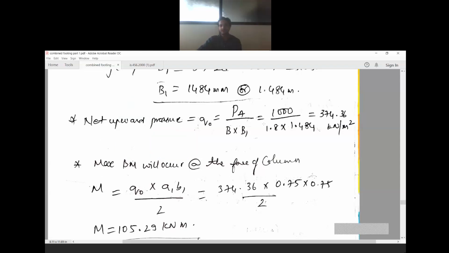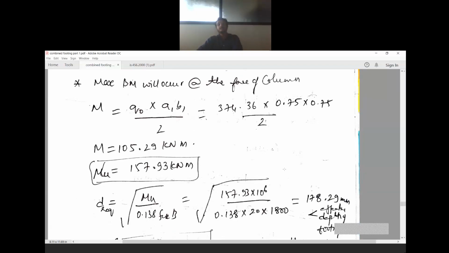What we are considering: PA, the column A loading. So 1000 divided by, you should, 1000 is in kilonewton. So you should substitute the values of B and B1 in meters. So 1.8 into 1.484, so 1.484 meter. So the answer is 374.36 kilonewton per meter square.